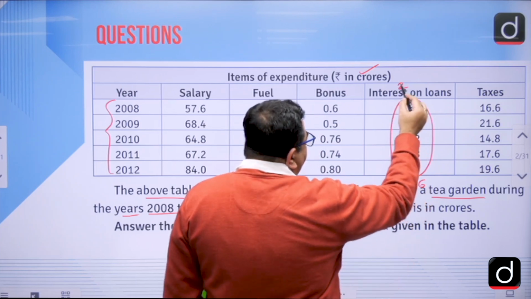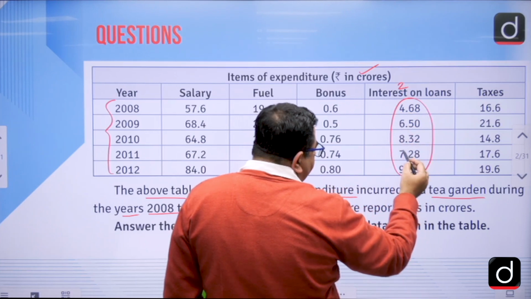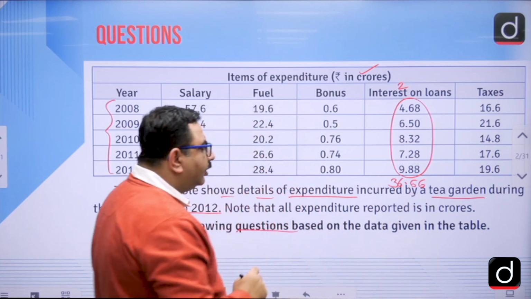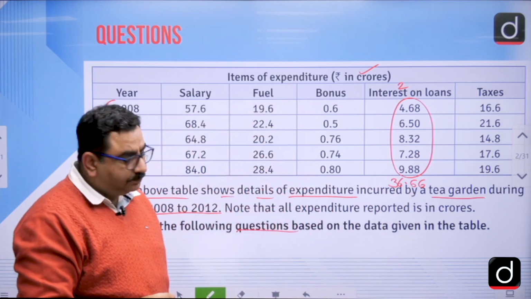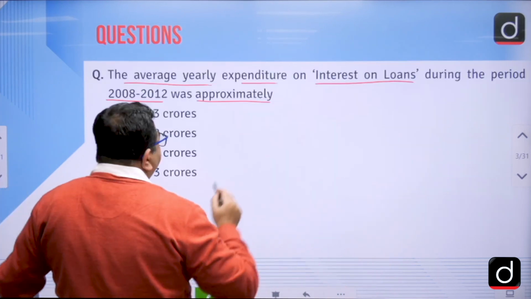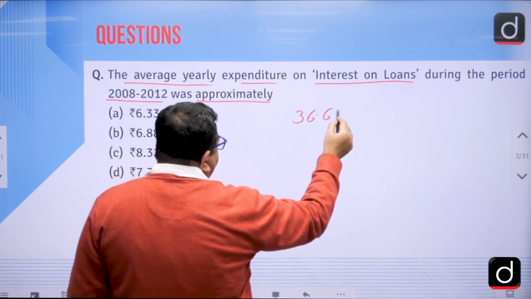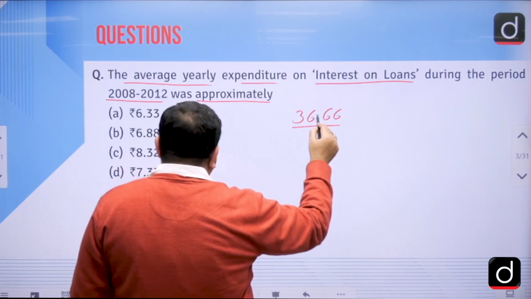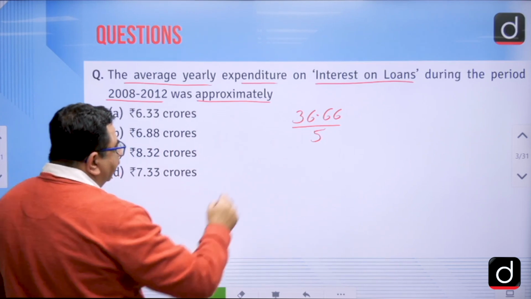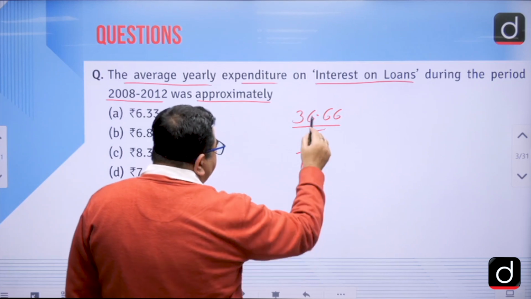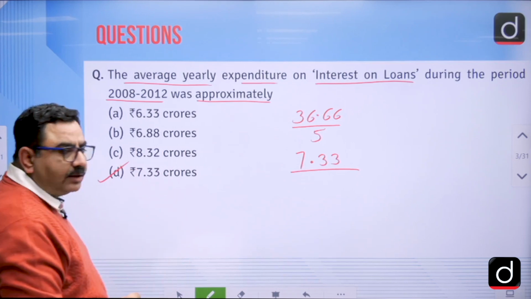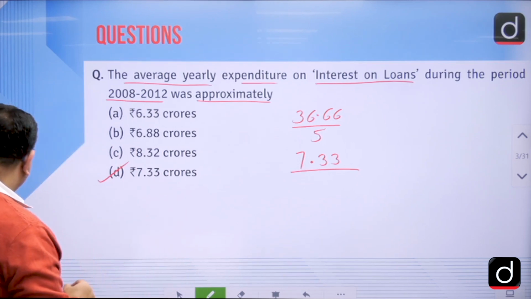Carry is 2, 2 plus 4 is 6, 6 plus 6 is 12, 8 is 20, 27 and 9 is 36. So can I say this is 36.66. Then we can find the average, so 36.66 we have to divide by 5. We can see from here my answer has to come with 7, that has to be 7 point, we can say 33. So D option is the correct answer here. Let's see other questions.